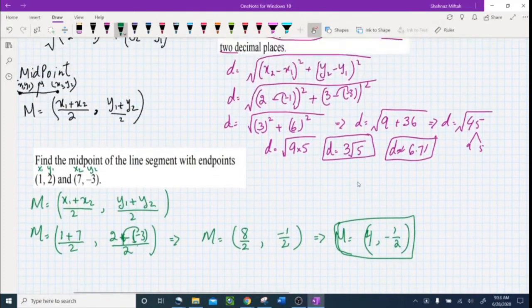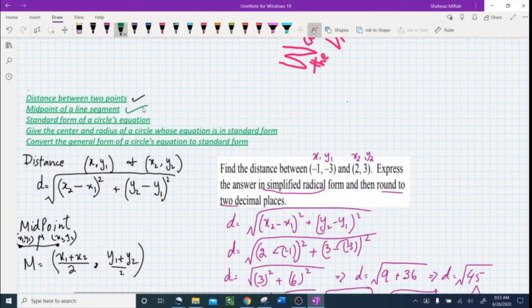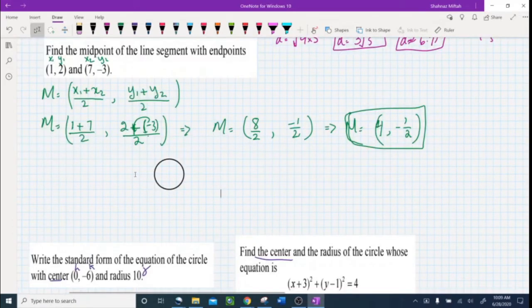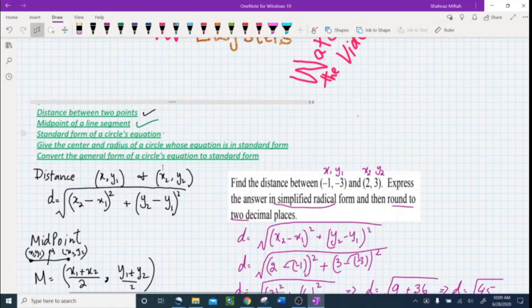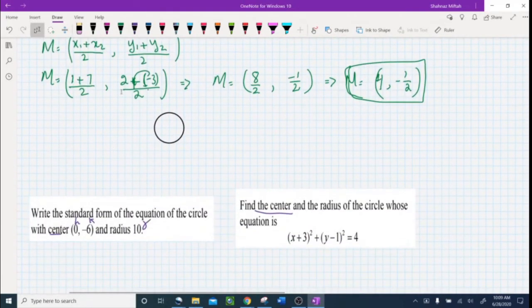Now we finished the midpoint. Okay, the next thing we are doing is the circle. The standard form of a circle equation. That's the third part. Actually, guys, a circle is the set of all points in a plane that are equidistant from a fixed point called the center. The fixed distance from the circle's center to any point on the circle is called the radius.